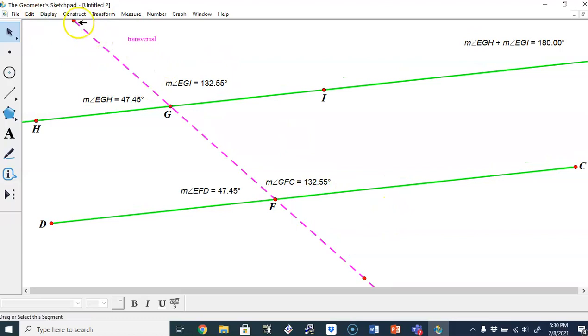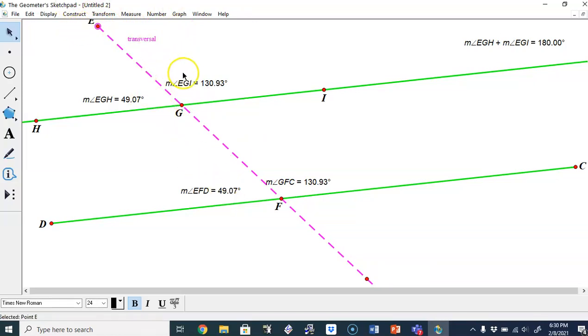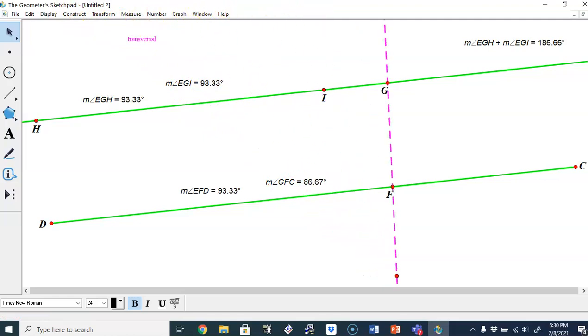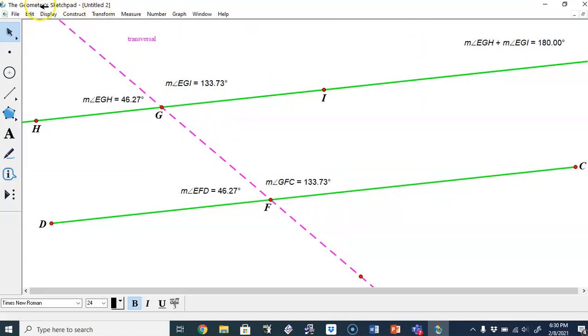And again, I can take this transversal and move it. Those two smaller angles on the left stay identical. These two bigger angles on the right stay the same. They're moving, they're changing, but they're always the same.